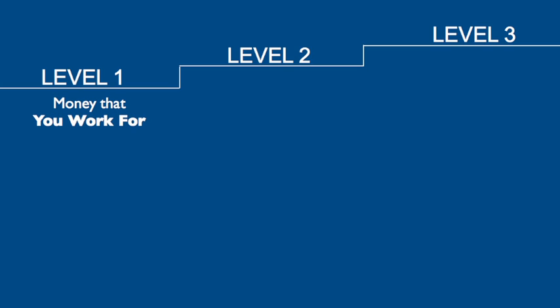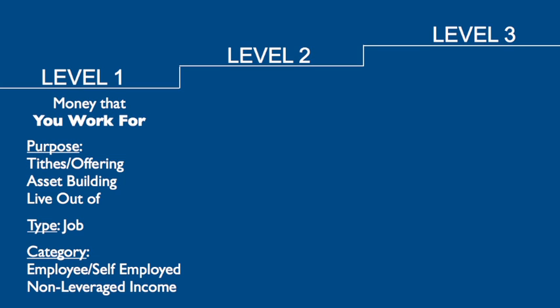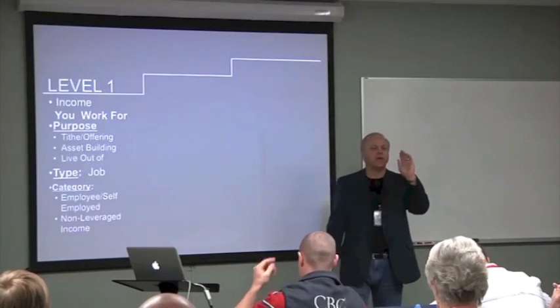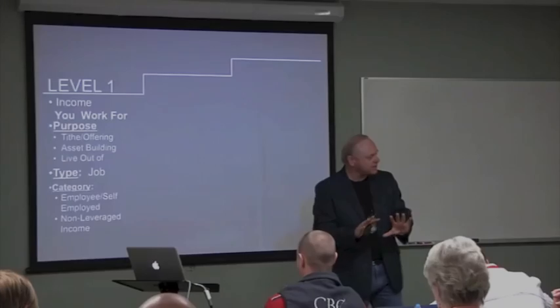But the purpose of level one, money you work for, is tithes and offerings, asset building, and to live out of it. Primarily job income. The category typically is an employee or self-employed. It's non-leveraged income. That means that you work, you get paid. And in that context, that's a job.